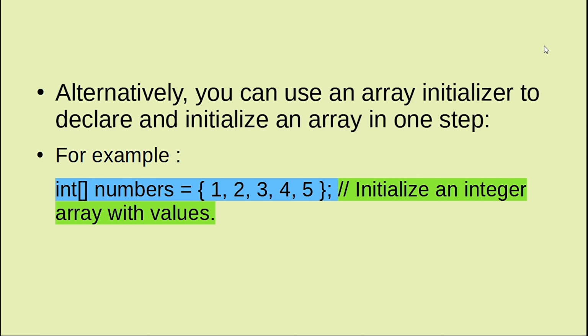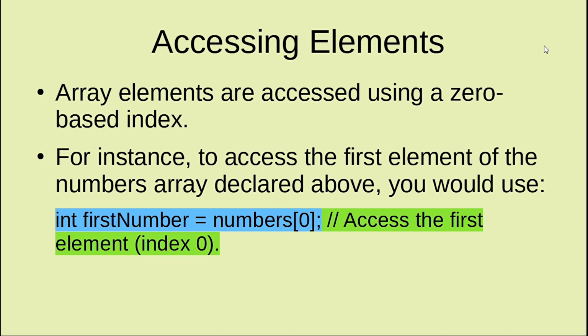Alternatively, you can use an array initializer to declare and initialize an array in one step. For example, here we are directly declaring and initializing the array with the values 1, 2, 3, 4, 5. That is, it's an array variable named numbers with an array size of 5. We understand how we declare and initialize.